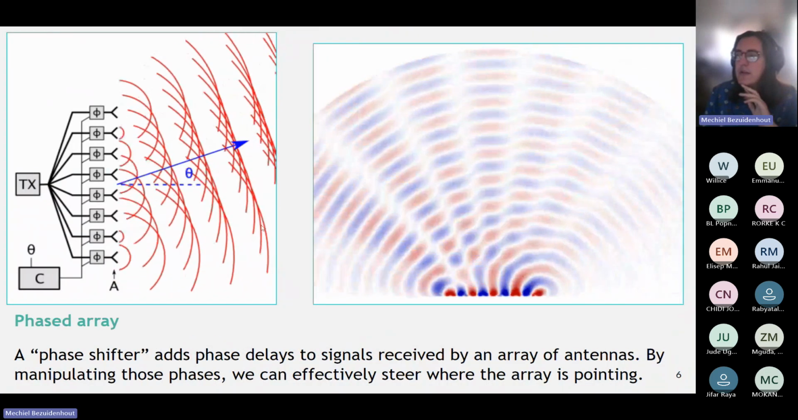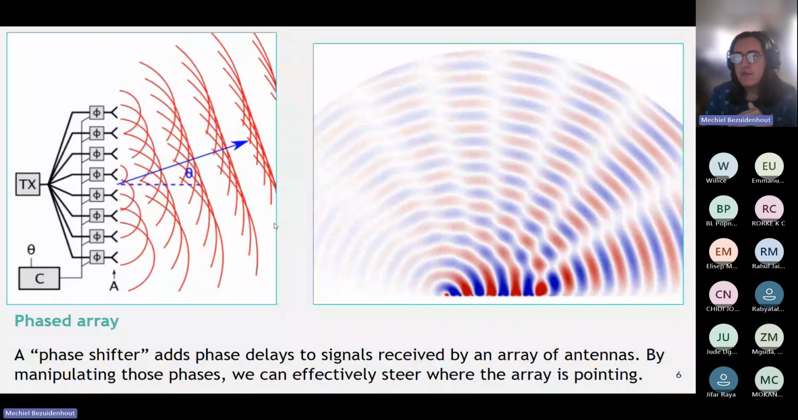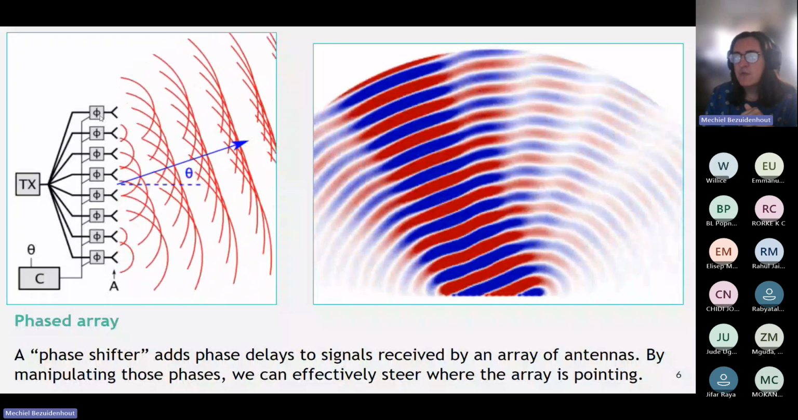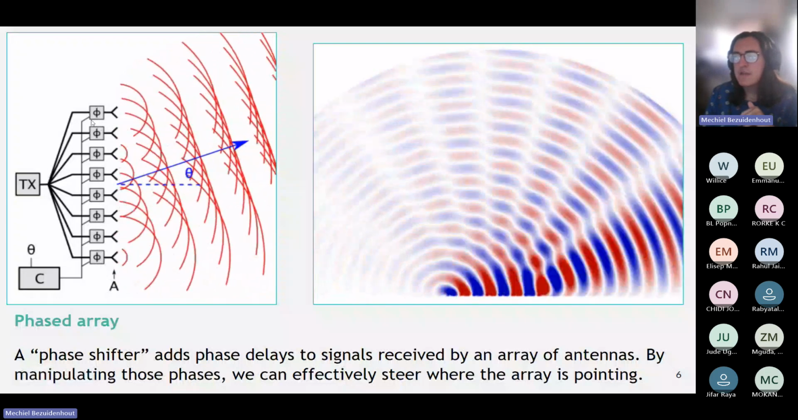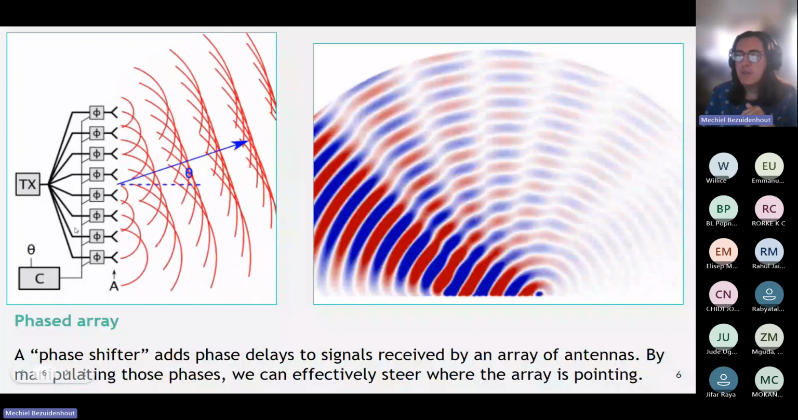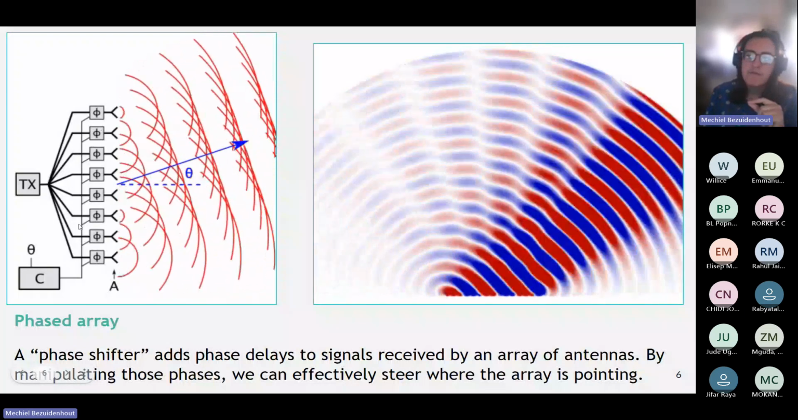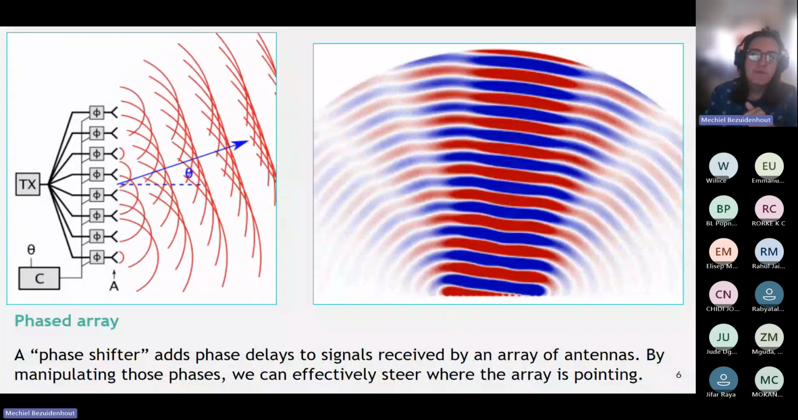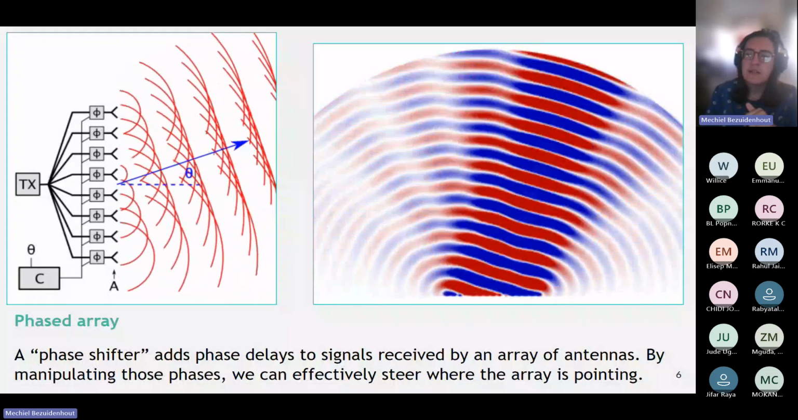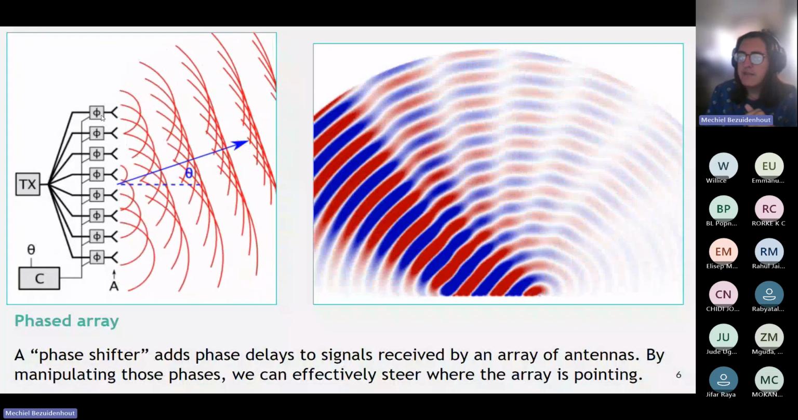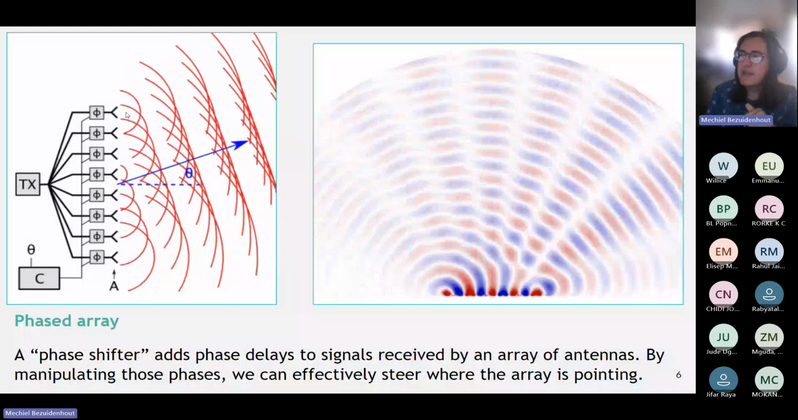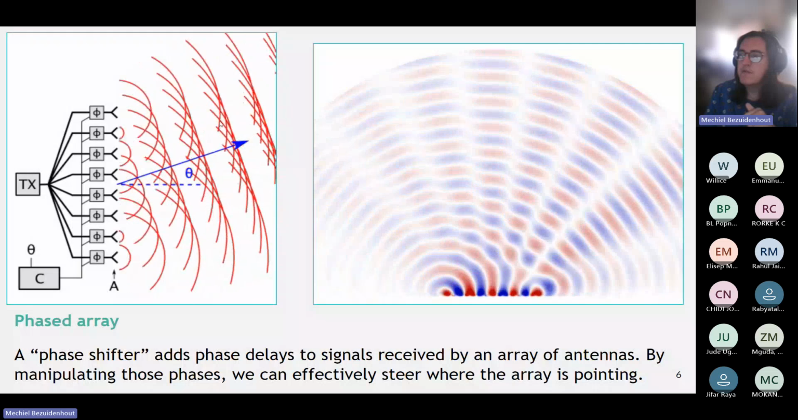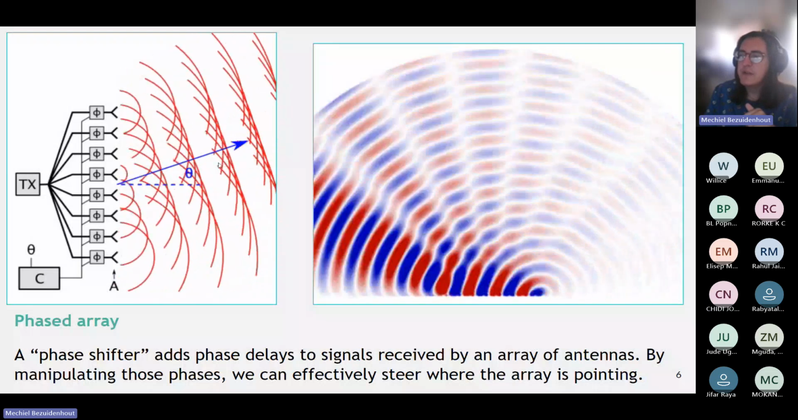The next elaboration on that is called the phased array. So you have a row of antennas all lined up as shown on the left here, and you have some computer controlling or phase shifter that adds delays to the signals from each of those antennas. And by being clever with those delays, you can effectively move or change the direction of this wave front that forms where they interfere constructively.